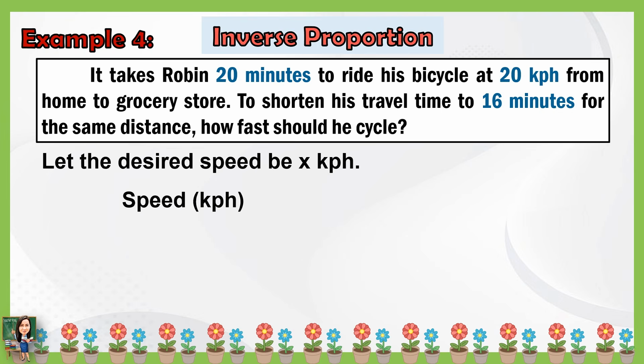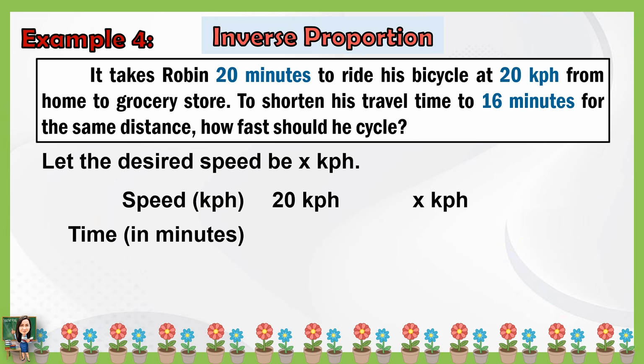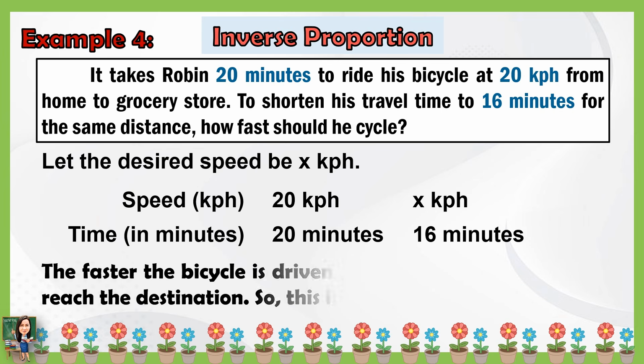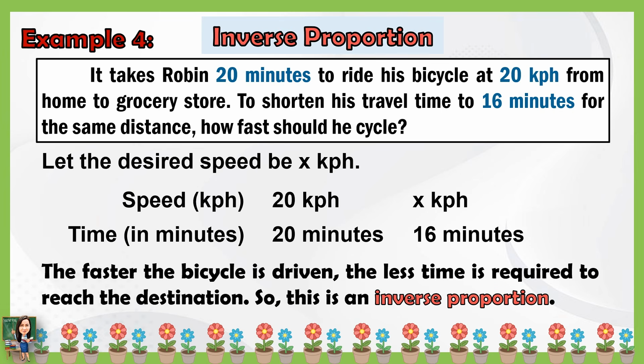Speed in km per hour: 20 km per hour, x km per hour. The time in minutes: 20 minutes and 16 minutes. The faster the bicycle is driven, the less time is required to reach the destination. So, this is an inverse proportion.